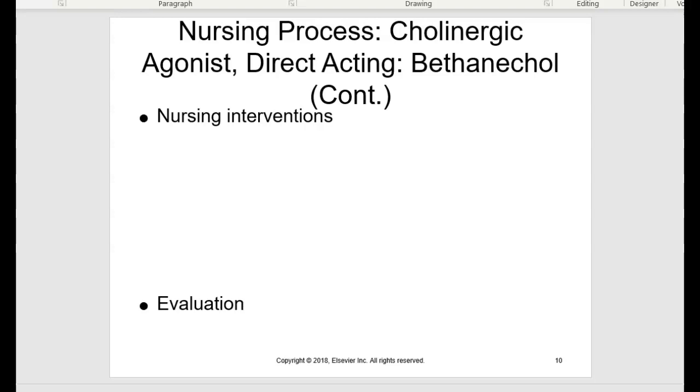Observe for side effects such as gastric pain, cramping, diarrhea, increased salivary or bronchial secretions, orthostatic hypotension. Sometimes tachycardia can occur with that because the blood pressure goes so low, the body tries to compensate by increasing the heart rate. I want to listen for adventitious or bad lung sounds because of those increased bronchial secretions.